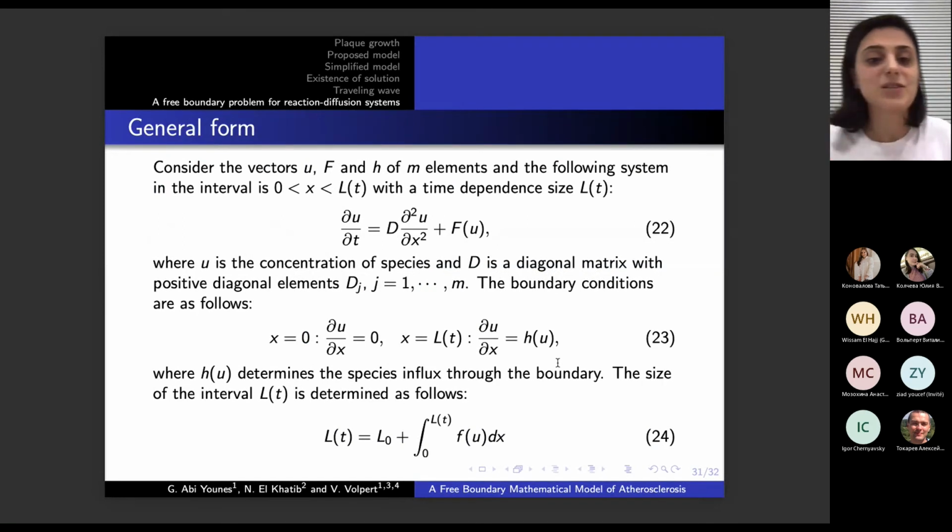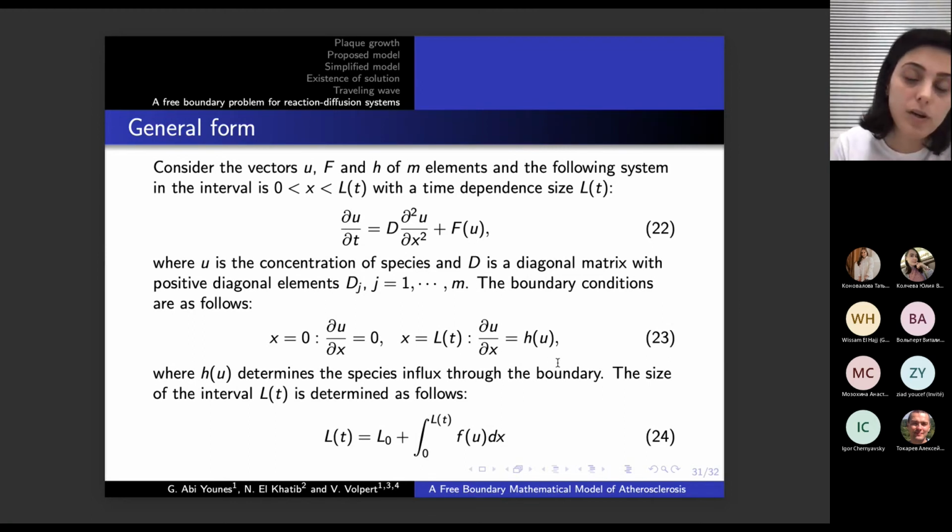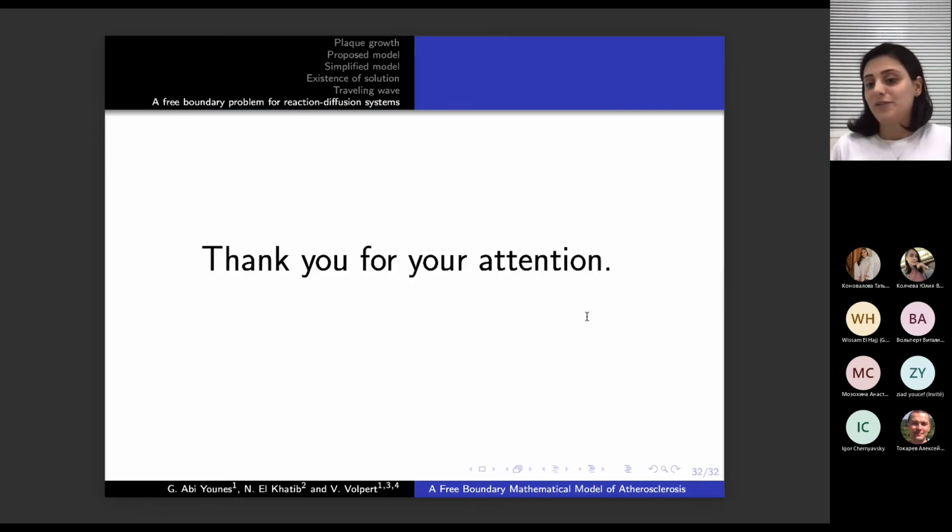And just 2 minutes to talk about a free boundary problem for reaction diffusion systems of general form. As you remember, I told you there are assumptions that we took earlier to simplify the model, but in fact we could prove the existence of solution of a free boundary problem of reaction diffusion of general form. What I mean by this is, if you look at the equation 22, U is a vector and F is a vector. Also, in the boundary condition in equation 23, H is a vector. So we can prove in a similar manner, we use the same construction of the proof, that there exists a unique solution for this problem, and also we can find an estimate for the solution. And thank you for your attention.